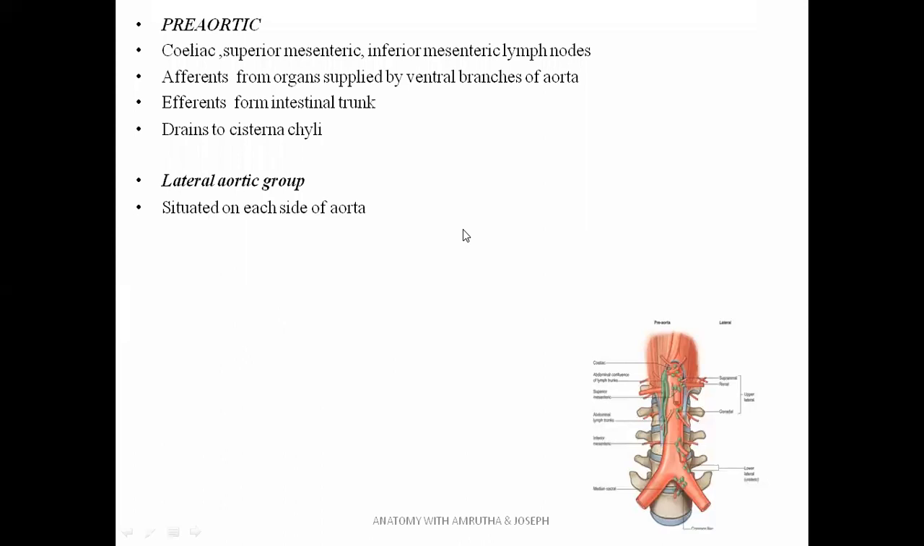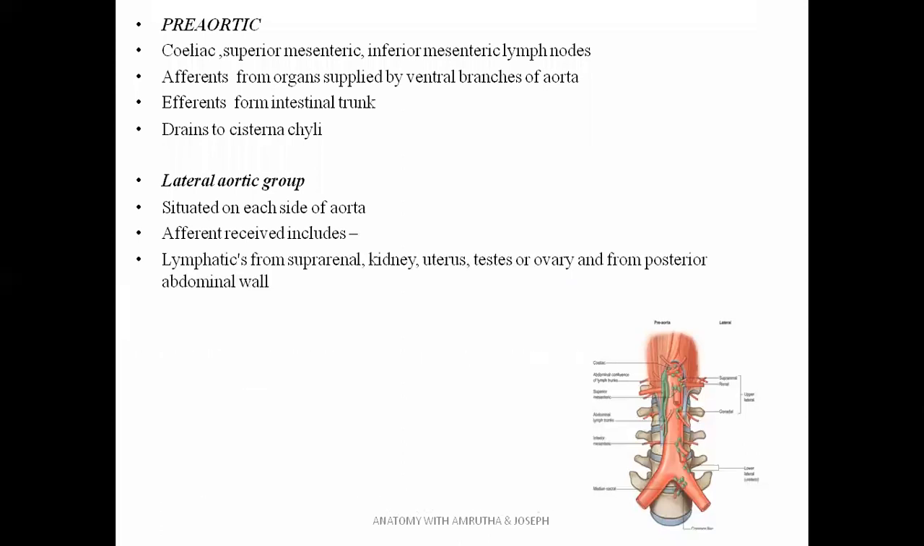Lateral aortic group, they are situated on either side of the aorta. Afferents are coming from the organs which are located on either side of the aorta. They are the suprarenal gland, kidneys, uterus, testis or ovary, and from the posterior abdominal wall. So from these areas, lymphatics reach the lateral group of lymph nodes. And efferents from this lateral group of lymph nodes form the lumbar trunk, which is a lymphatic channel, and that also drains into the cisterna chyli.